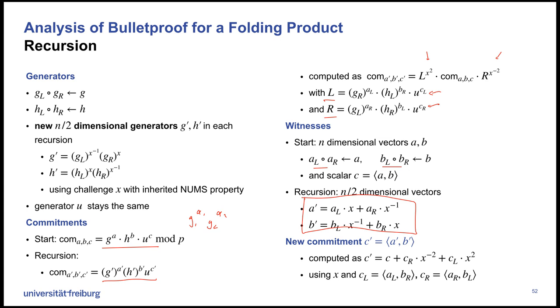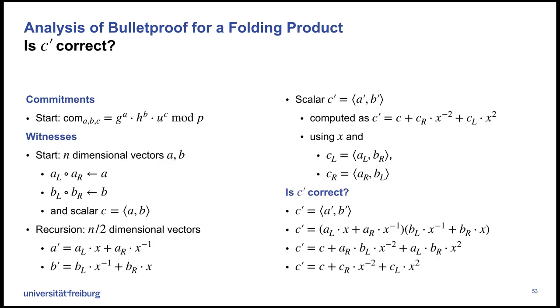So, okay, that's the thing. What we have to check is whether C prime is correct. Is it the correct commitment? And this is all a copy on the right side. So is C prime correct? It's just a copy so that you can see that it works.